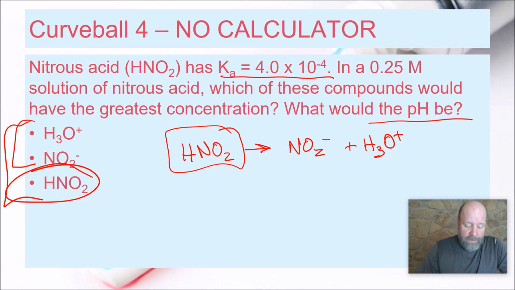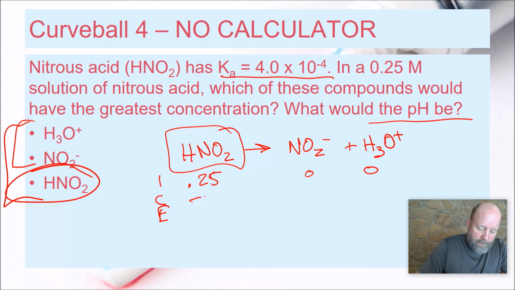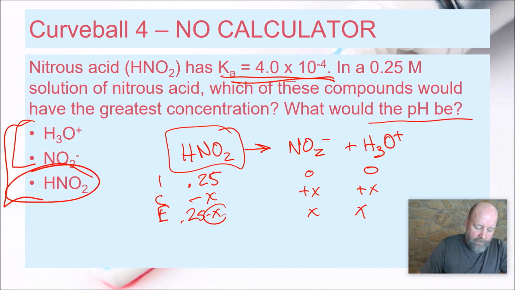And so for that, we're going to need an ice table. Now, you may be thinking, ice table with no calculator, no worries, you'll be fine. So here's my ice table. I'll go ahead and use this equation that I wrote out here. Starting with 0.25 molar of this nitrous acid, none of this and none of this. I'm going to lose some of this, form some of this, form some of this. So this is going to be 0.25 minus x. This is x, and this is x. And again, this is small, so I can get rid of that x.